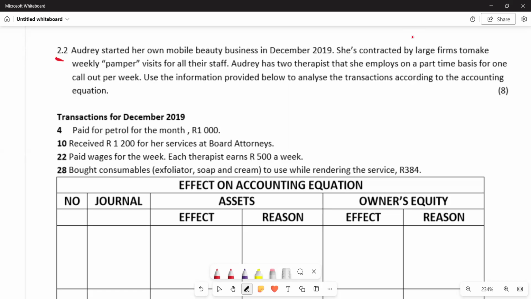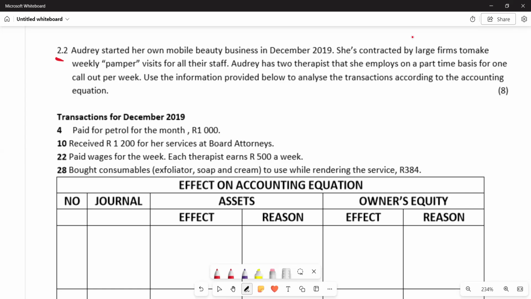We are given some transactions for December 2019, which you need to go through. And then beneath that, you are given the other section whereby you are given the effect on the accounting equation. So we put in the columns that are given there, obviously, on the numbers column, we are going to put our numbers that are given first. And then we also have the journal part where we are going to indicate the subsidiary book that we are checking information of each and every transaction.